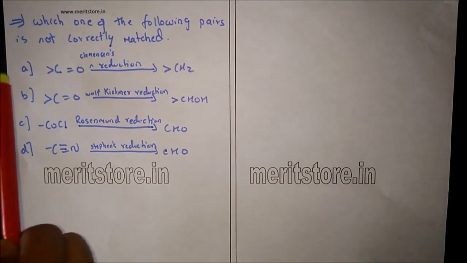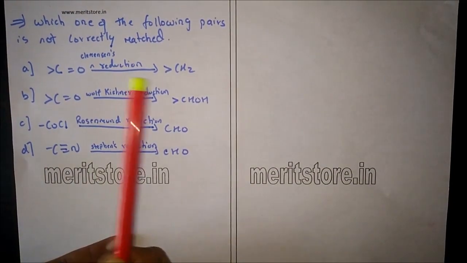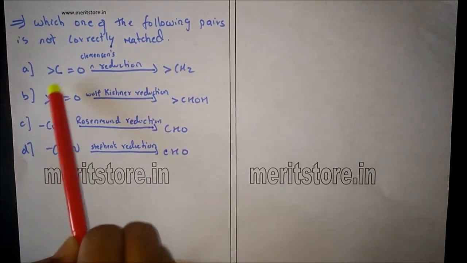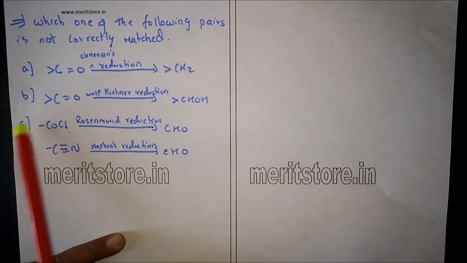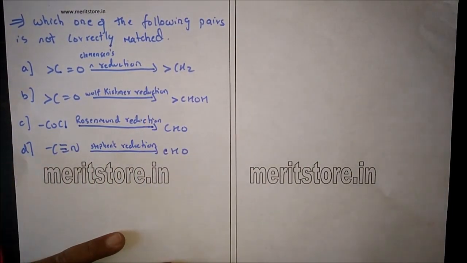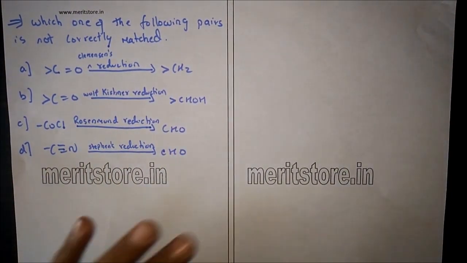Which of the following pairs is not correctly matched? The conversion of aldehydes to CH2, Wolff-Kishner reduction, which is actually true. Wolff-Kishner reaction actually converts the aldehydes into CH2. Now, COCl to CHO by Rosenmund's reaction is also true. D is also true, but however, B is not true. We'll take a look at this with an example.